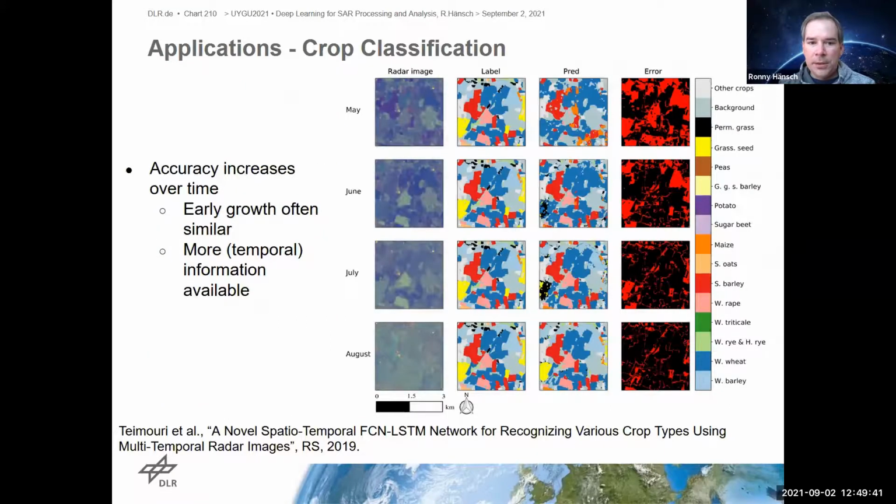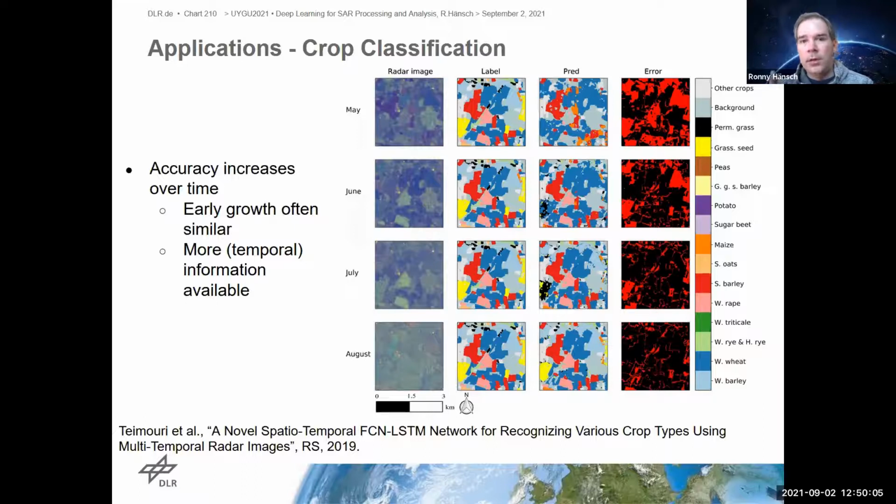What they also tried to look into is how it changes over time. So here would be the input image, one of the input images. This is the reference data. This is the prediction, and this is the error map, right? So if it's black, it's correct. If it's red, it's an error. And you can see that it's getting better over time. And there are two reasons for that, at least two reasons they stated in the paper.